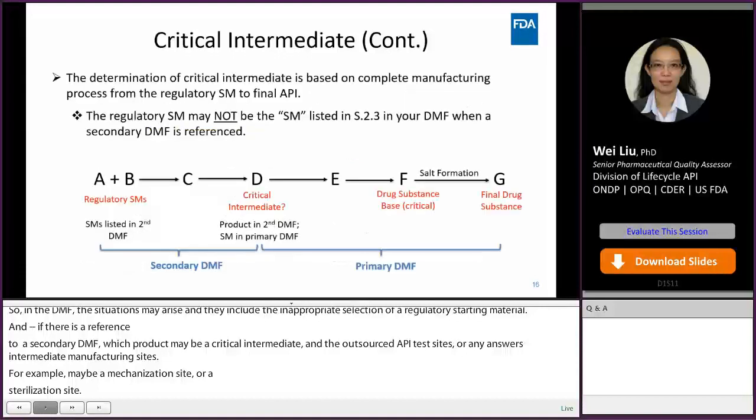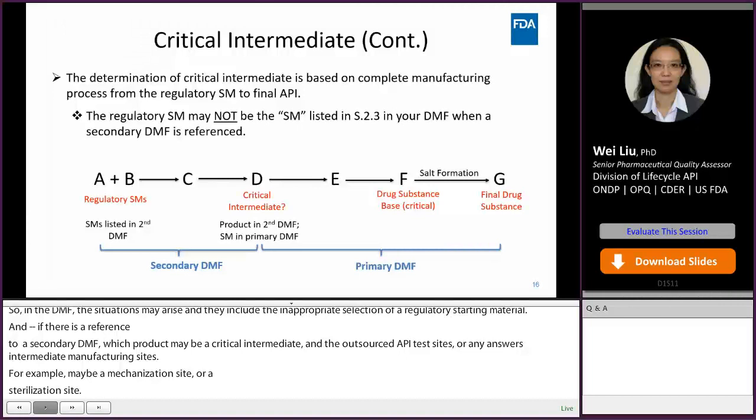The determination of critical intermediate is based on the complete manufacturing process from the regulatory starting material to the final drug substance. When the whole process is covered in one DMF, the regulatory starting material is the material listed in section 2.3 in the DMF, and the complete manufacturing process is described in section 2.2. When a DMF references a secondary DMF, the acceptable regulatory starting material may not be the material listed in section 2.3 in the primary DMF.